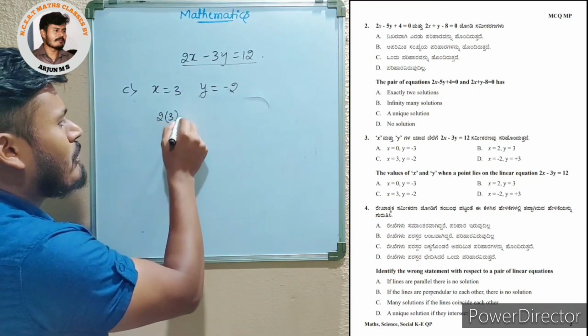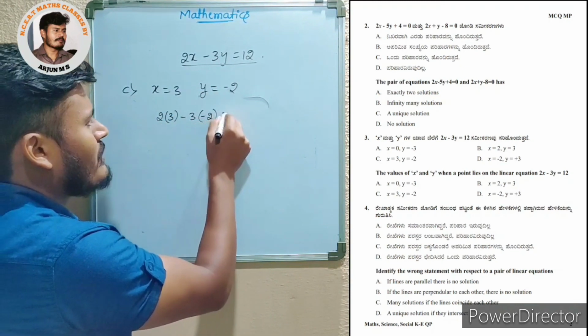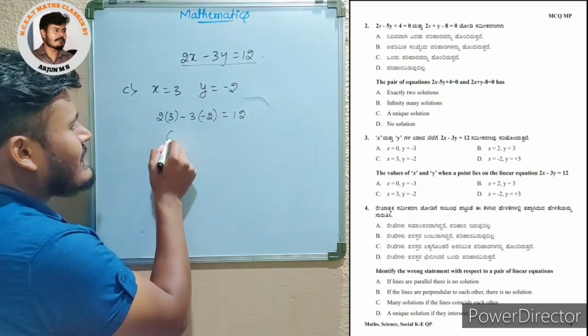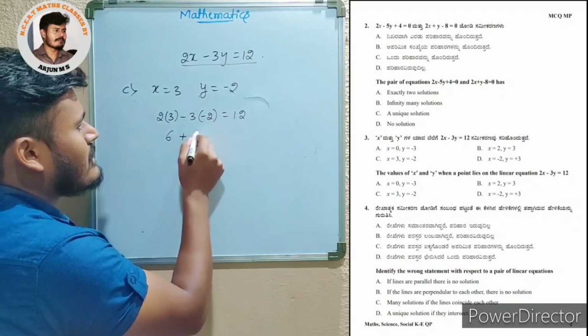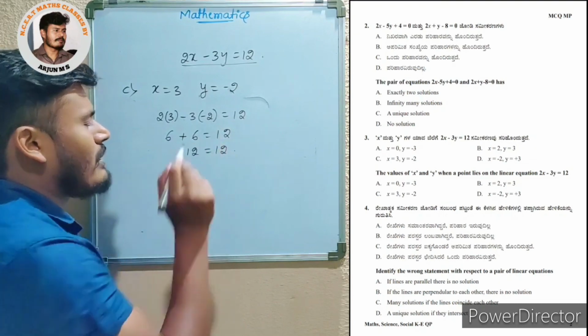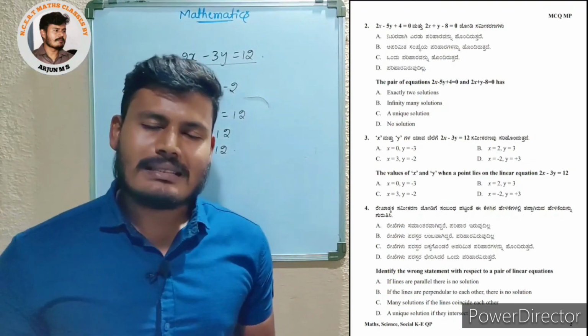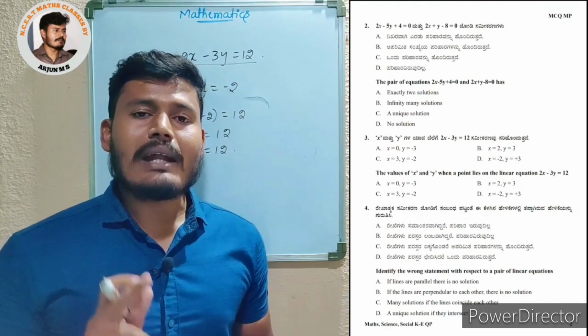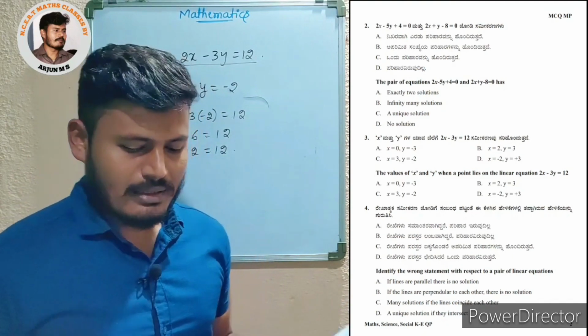2 into 3 minus 3 into minus 2, which is equal to 12. So 2 times 3 is 6, minus into minus plus 3 times 2 is 6. So 6 plus 6 is equal to 12, 12 is equal to 12. So option C, x is equal to 3 and y is equal to minus 2 is the correct answer.